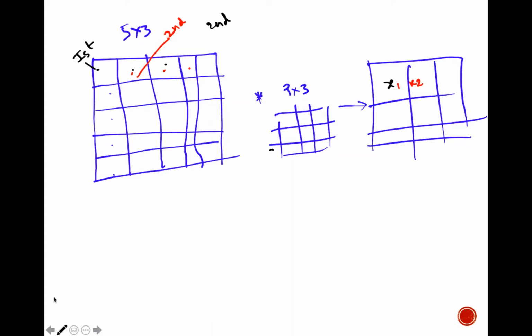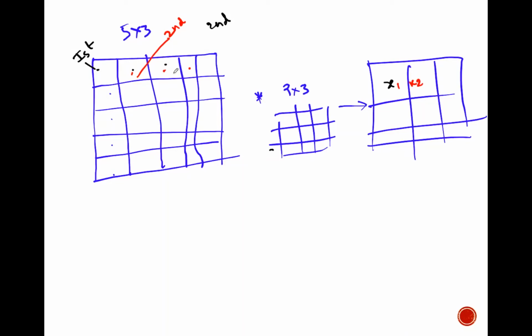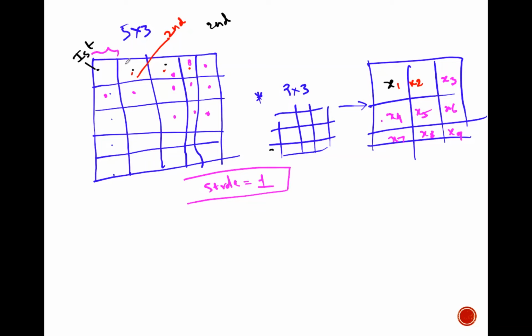x2, x1. For the next, it will be placed here: 1, 2, 3. I'll get the values, so I have the x3 value. Next one, I'll come to this line, this 3. Like this, it will scan x4, x5, x6, x7, x8, x9. This is called a stride of 1. So you are leaving one column at a time and reading the next one.